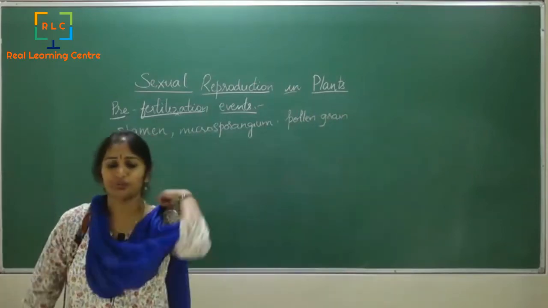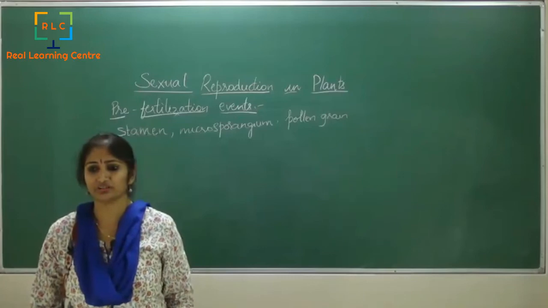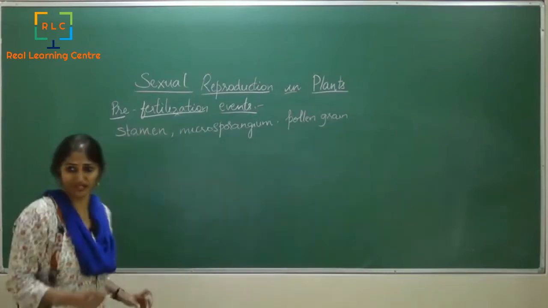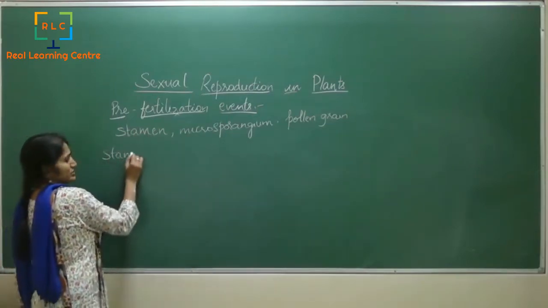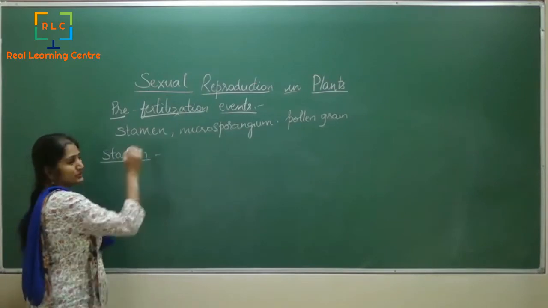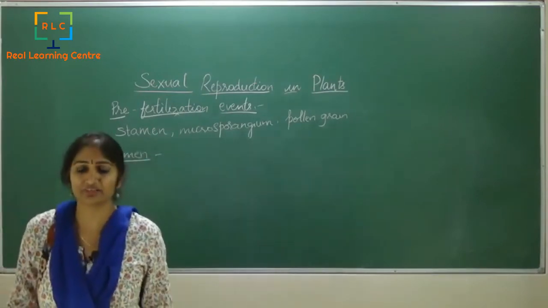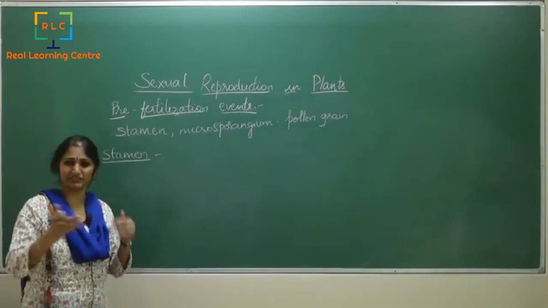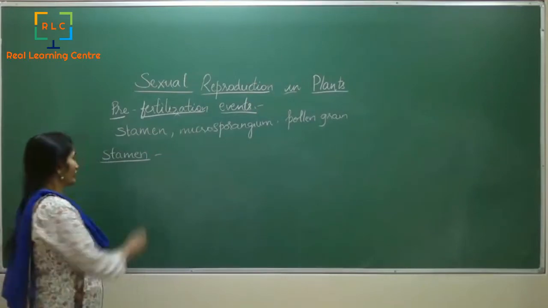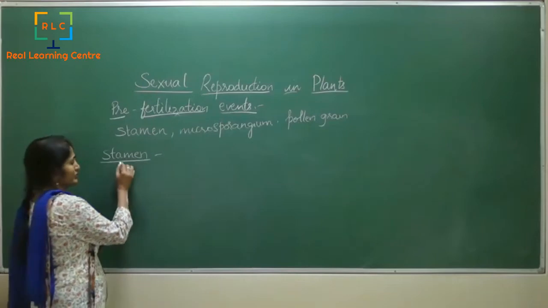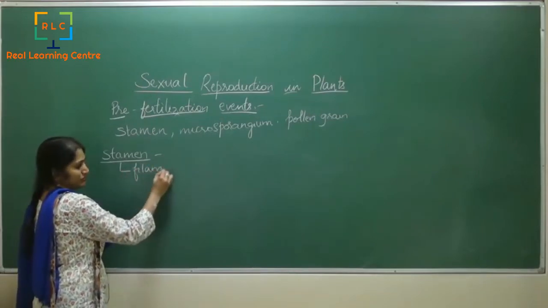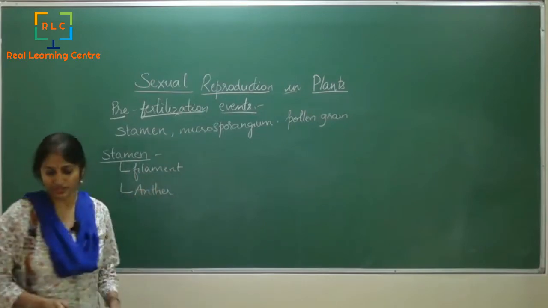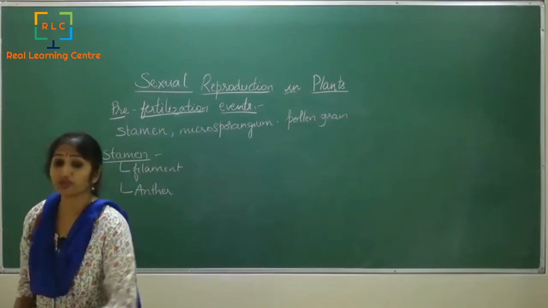Okay, now basically a stamen has two important parts. If I am talking about stamen, stamen is the most important male reproductive part of the flower. So we have a stamen, and this stamen is divided into two important regions. Okay, so the first one is called the filament, and the second one is called the anther. So let me show you how this actually looks like.